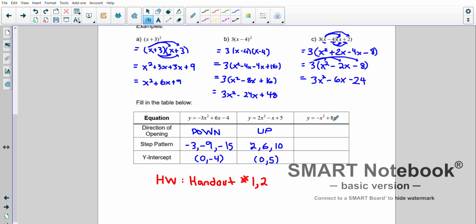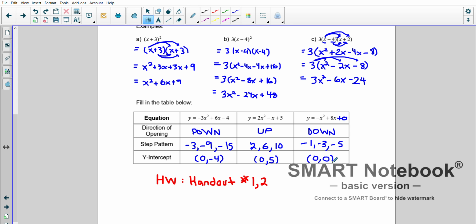So this one looks a little bit different because there is no value at the end. And if that's the case, well, there is a value there. We're just going to say that it's equal to 0. And this is going to open down because that a value is negative 1. Therefore, the step pattern is negative 1, negative 3, negative 5. And then the y-intercept, well, there's nothing there, so it's just 0. So we're going to go 0, 0.